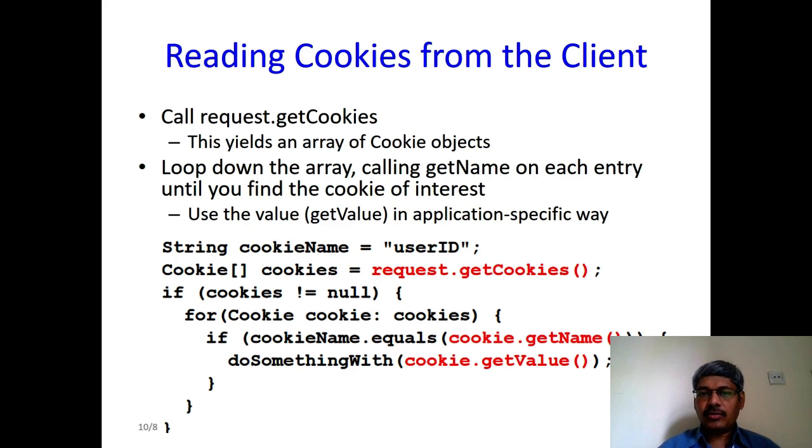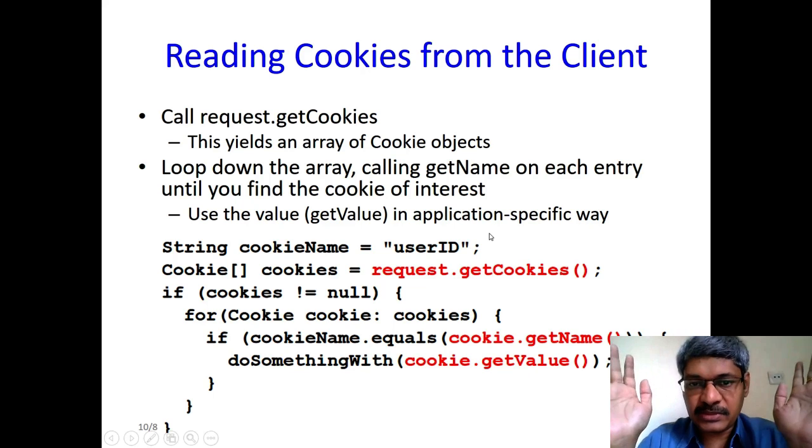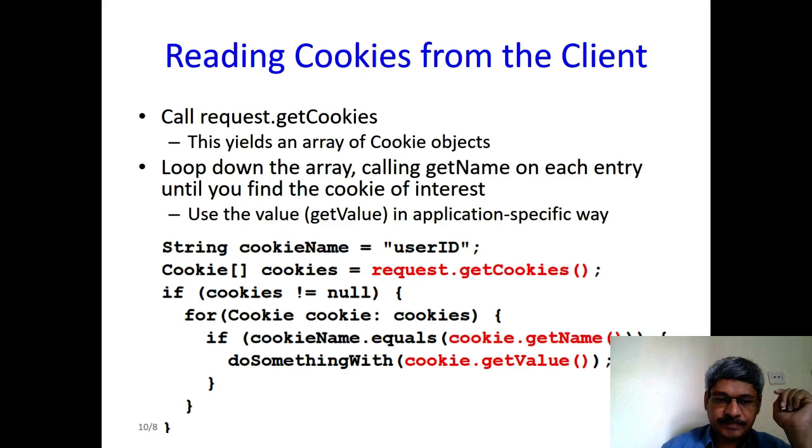Once the server receives a request, it can check whether any cookies are assigned. It can call request.getCookies, which yields an array of Cookie objects. Loop down this array calling getName on each entry until you find the cookie of interest. Then we can use getValue and use it in an application-specific way, in whichever way we want.